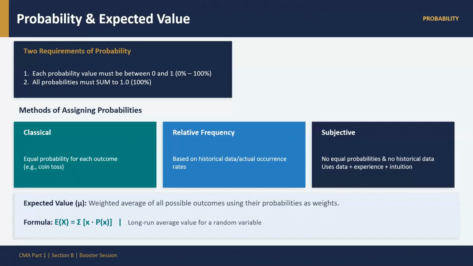Then probability is all about calculating expected value. Expected value is the weighted average of all possible outcomes using their probabilities as weights. So that means for all the outcomes and whatever probability you have assigned for them, multiply them both and add them together. That gives us expected value. This formula is very simple to understand.